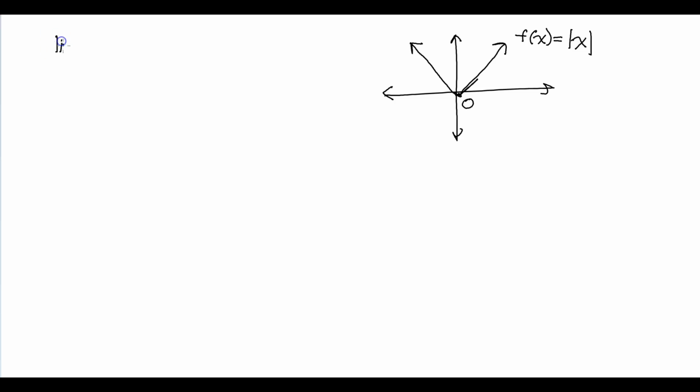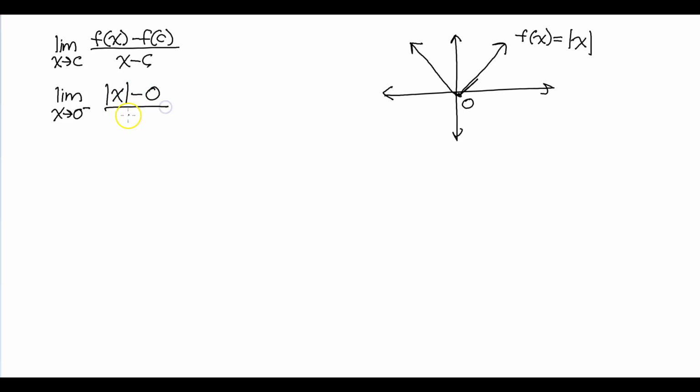Let's test the limit as x approaches c, so that's going to be our general formula, f of x minus f of c over x minus c. So we're going to test the limit as x approaches 0 from the left first. And that is the absolute value of x minus 0 over x minus 0, or the limit as x approaches 0 from the left of the absolute value of x over x.